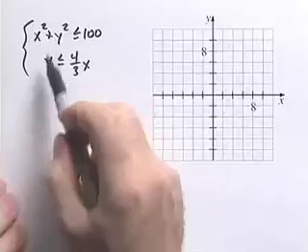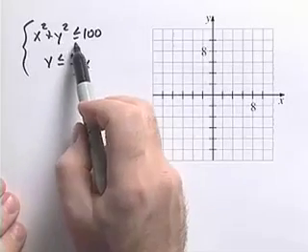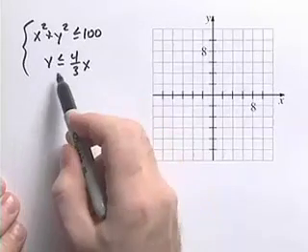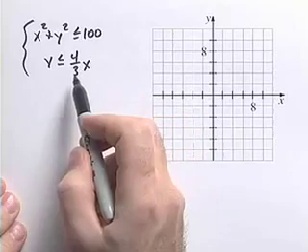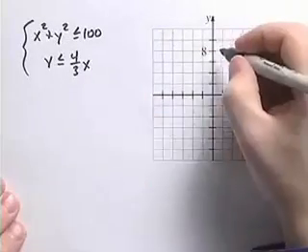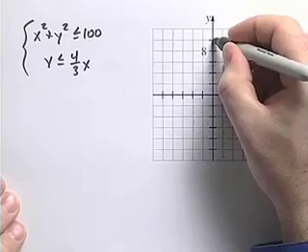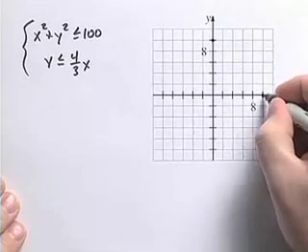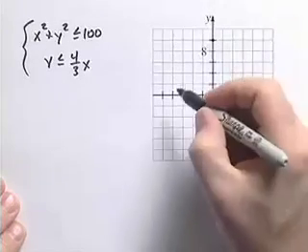So here we've rewritten our inequalities. We want x squared plus y squared to be less than or equal to 100, and y to be less than or equal to 4/3 x. Where we said the first one would give us a circle if we look at the equality, a circle of radius 10. So we'll go ahead and sketch the graph of that circle.